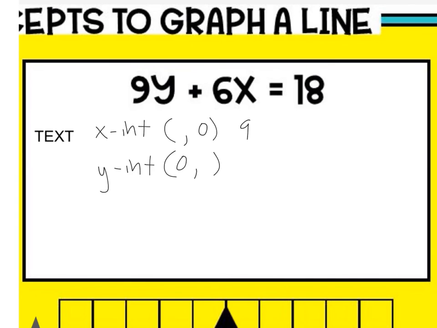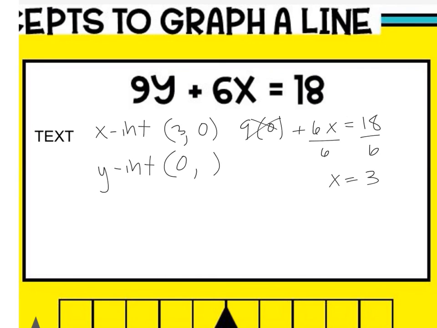Alright, so to get the x-intercept, we set our y equal to 0. So that would be 9 times 0 plus 6x is equal to 18. 9 times 0 is nothing. 6x is equal to 18. If you divide by 6 on both sides, you would get x is equal to 3.